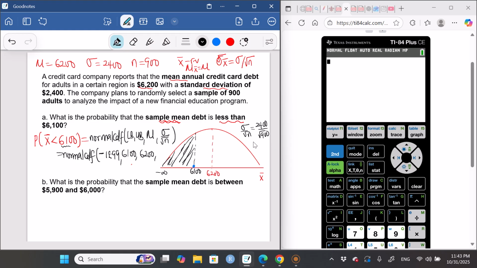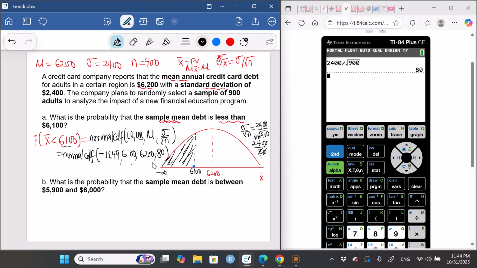And this is going to give you 2,400 over 30. 0 cancels 0, 3 here 1, 3 into 40 we have 80, yes. Or you can just press your calculator here. You can confirm 2,400 divided by the square root of 900. So you can see that is going to be 80. So here we have this to be 80.